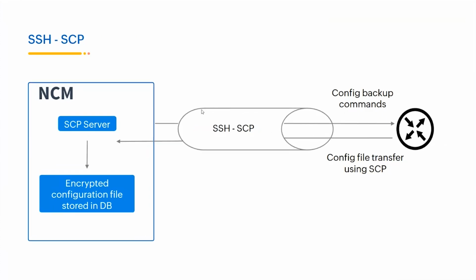Now let's take a look at the SCP server. Similar to the TFTP method, NCM also has an SCP server. Here, the configuration file transfer is done using SCP. The file is transferred to the SCP server, encrypted, and then stored in the Network Configuration Manager's database.